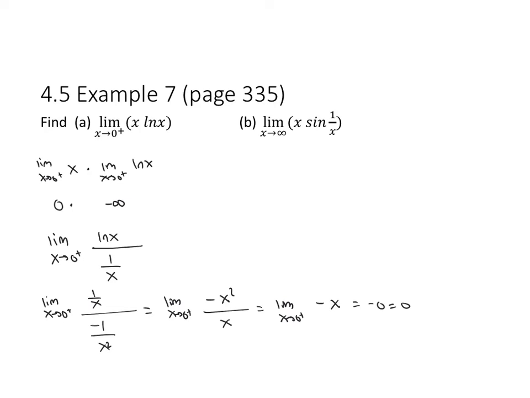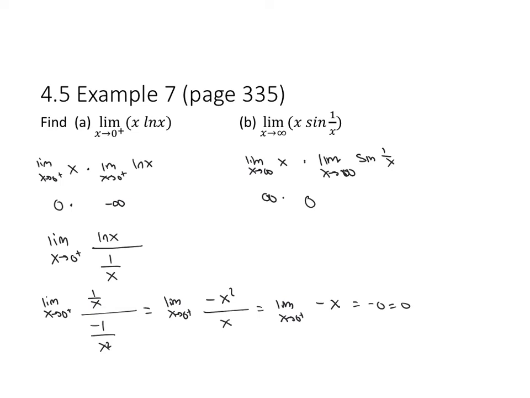And for part B, the limit as x goes to infinity of x sine 1 over x, it's going to be a very similar process. First, we'll take the limit of each piece, so the limit as x goes to infinity of x times the limit as x goes to infinity of sine 1 over x. So we have infinity times sine of 1 over x. Again, we use the squeeze theorem for that, and we're going to get 0.